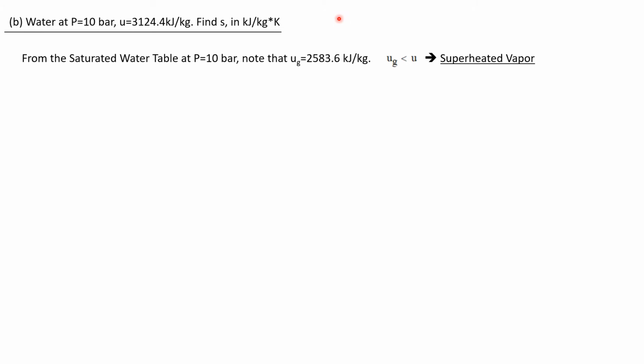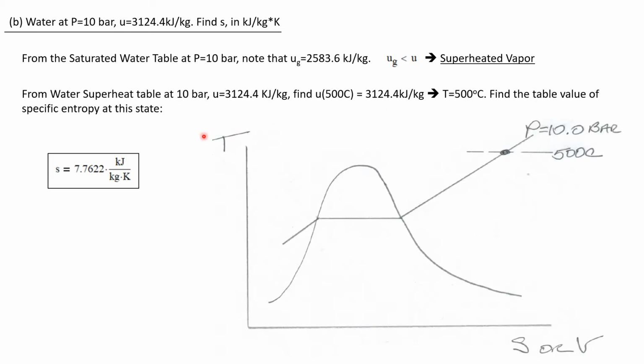Our second problem is water at a pressure of 10 bar, having an internal energy of 3124.4 kilojoules per kilogram. And we're asked to find the specific entropy. So we'll always begin in the saturated water table when we have an unknown phase. And we will look at a pressure of 10 bar. And we'll note that the internal energy of a saturated vapor at 10 bar is 2583.6 kilojoules per kilogram. Well, u sub g is less than the value of u that we're given. So that informs us that we have a superheated vapor.